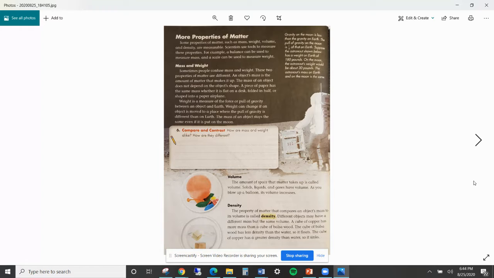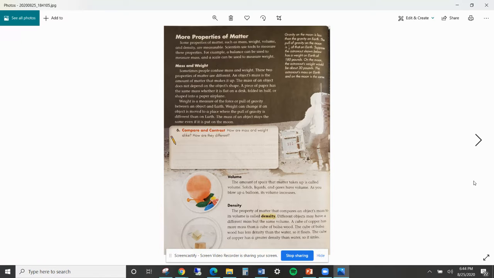An object's mass is the amount of matter that makes it up. The mass of an object does not depend on the object's shape. A piece of paper has the same mass whether it is flat on a desk, folded in half, or shaped into a paper airplane. So it doesn't matter how the paper is folded, it still has the same amount of mass. It's always the same, no matter if you make it into an origami swan.